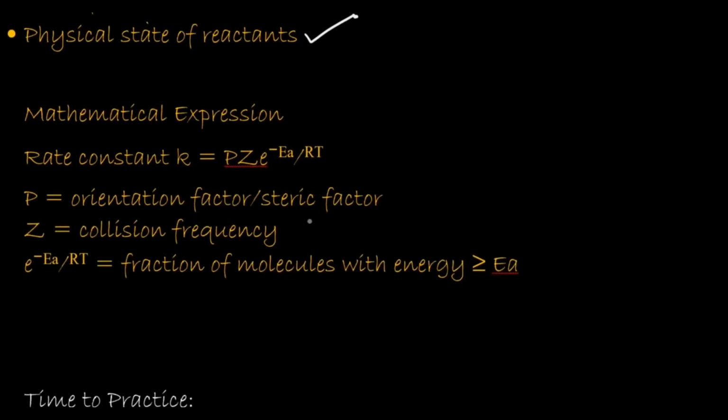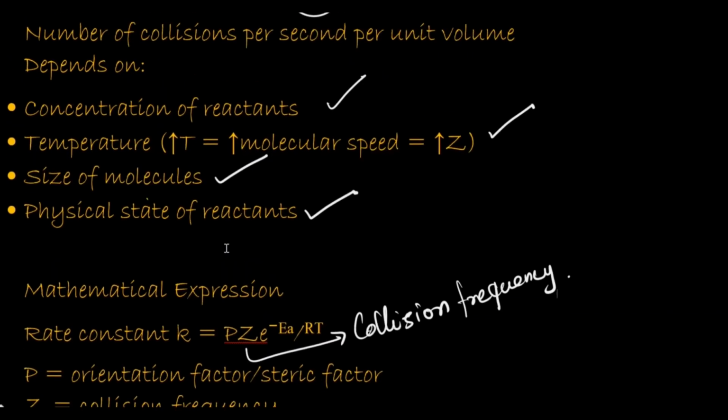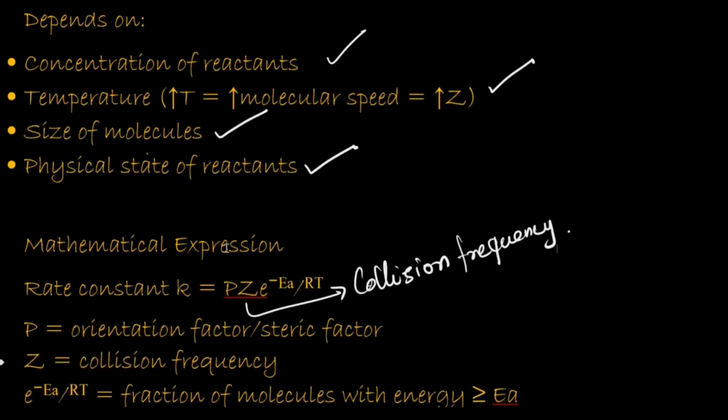Then there is a mathematical expression for finding the rate constant. K is equal to P, that is the orientation factor, times Z, that is the collision frequency, times e to the power minus Ea, that is the activation energy, over RT. We know this, right? So this is the formula for finding out the rate constant.